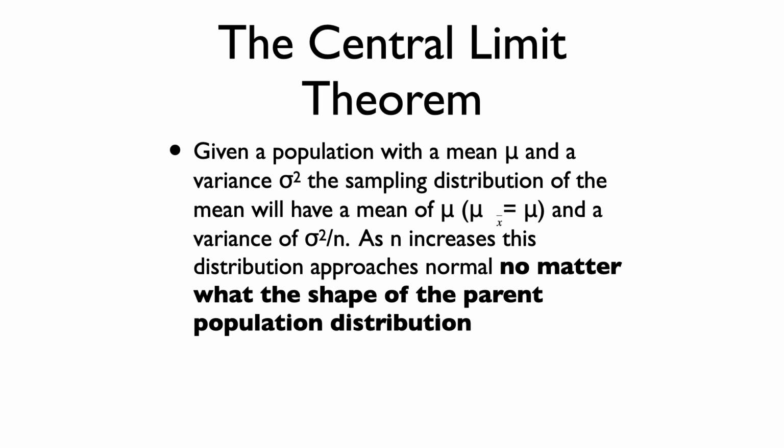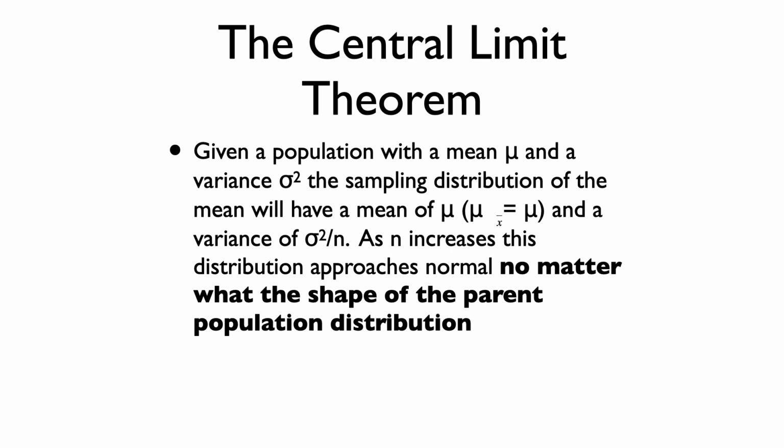Because the order of the words matters. It's a technical thing. Given a population with a mean mu and a variance of sigma squared, all that's saying is we have a population that has a mean and a variance, like any population. Okay? So that's all that says. It's just telling you that's what we're going to describe it as.